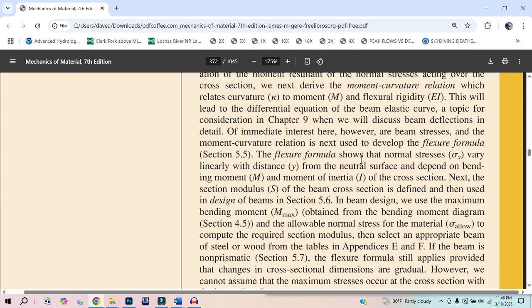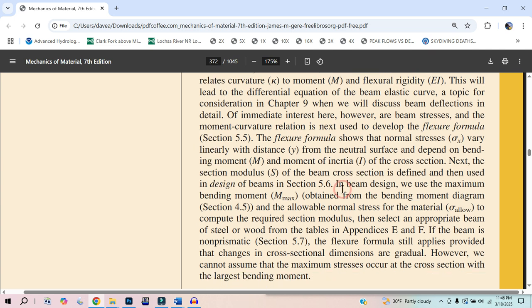The flexural formula shows the normal stresses vary linearly with distance from the neutral surface, and depend on bending moment M and moment of inertia I of the cross section. We've talked through that pretty thoroughly now. It's because the crunching at the top is, halfway to the top is just half. That's why these vary linearly. That is what it's saying.